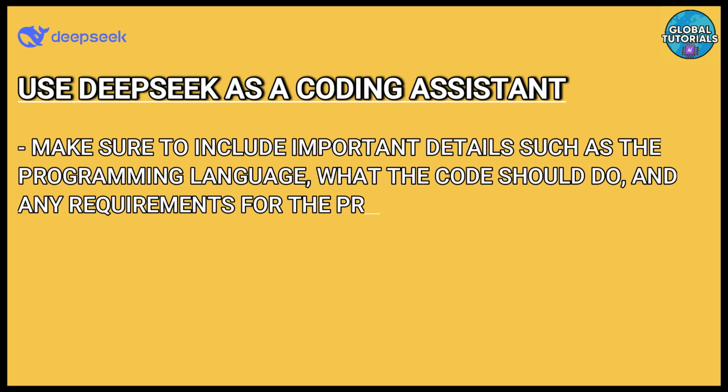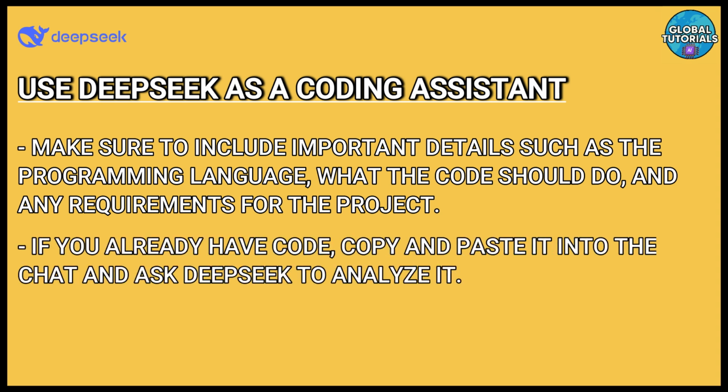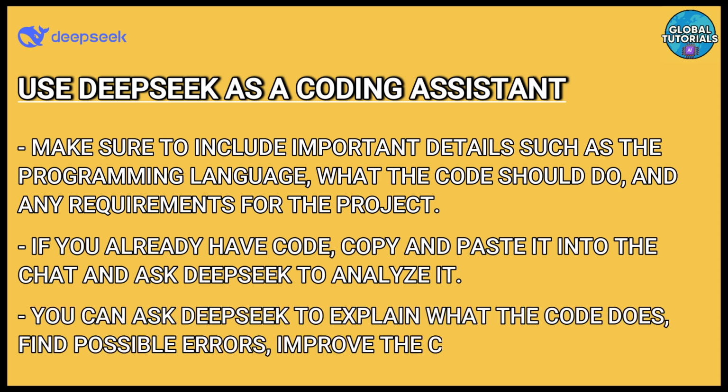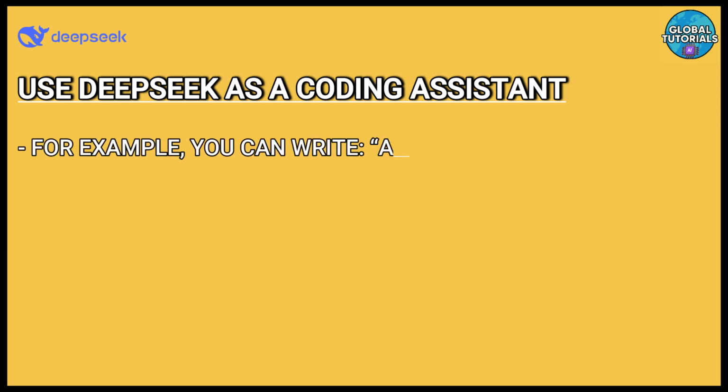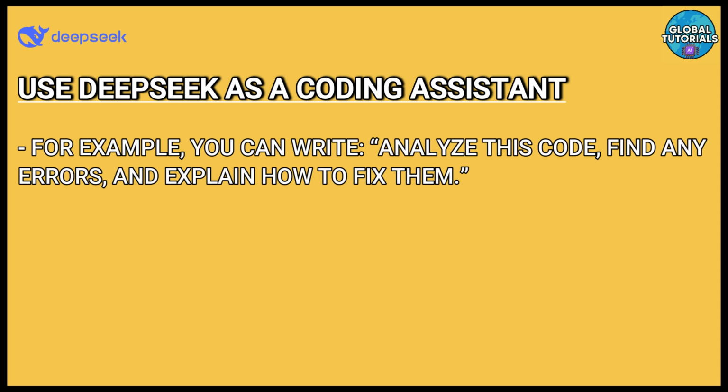Make sure to include important details, such as the programming language, what the code should do, and any requirements for the project. If you already have code, copy and paste it into the chat and ask DeepSeek to analyze it. You can ask DeepSeek to explain what the code does, find possible errors, improve the code, or suggest a different solution. For example, you can write, "Analyze this code, find any errors, and explain how to fix them."